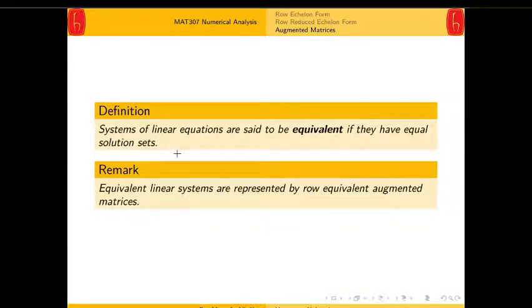A definition: systems of linear equations are said to be equivalent if they have equal solution sets. If two systems of equations have the same solution set, then they are equivalent. Also a remark: equivalent linear systems are represented by row equivalent augmented matrices.